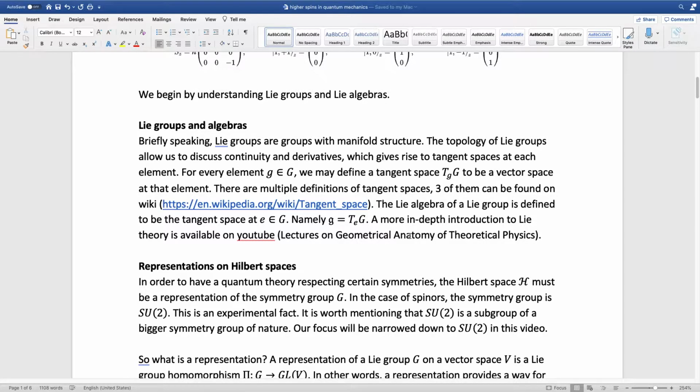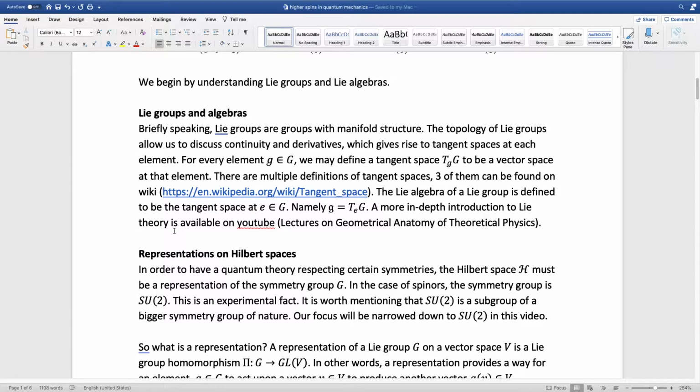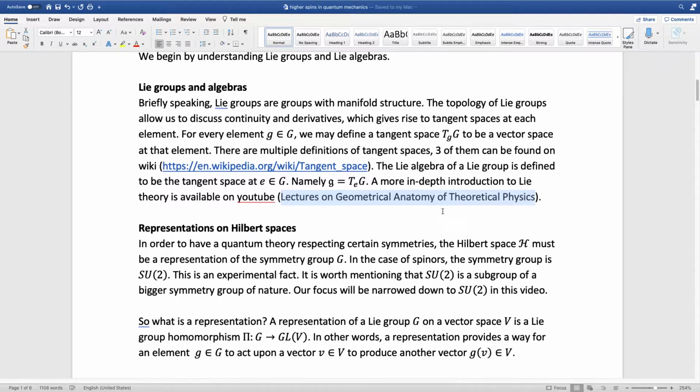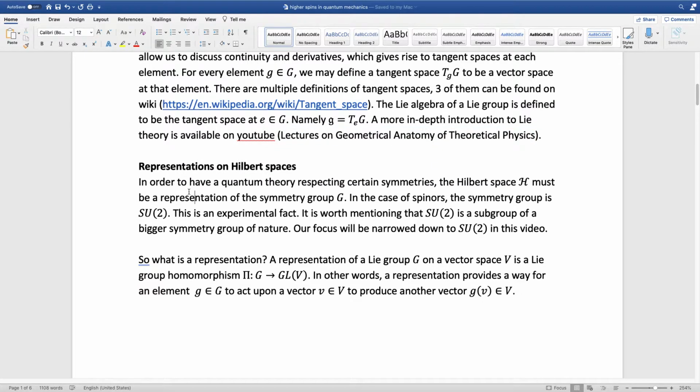A more in-depth introduction to Lie algebras and Lie groups is covered on YouTube in this awesome lecture series. Now for representations on Hilbert spaces: in order to have a quantum theory consistent with certain symmetries, the Hilbert space must be a representation of the symmetry group. So we take the symmetry, we find its corresponding Lie group, and then we assert that the Hilbert space must be a representation of the symmetry group.